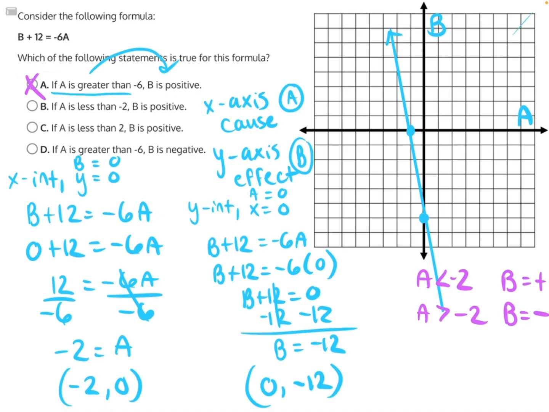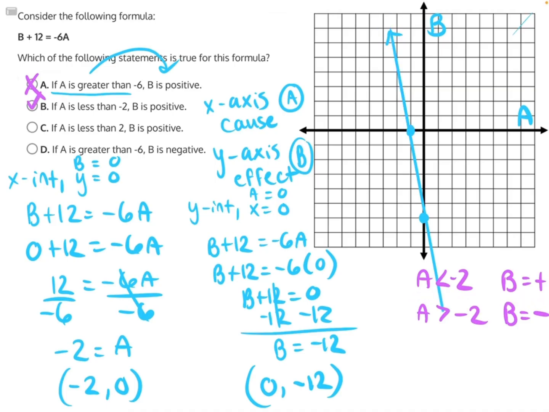Answer choice B, if a is less than negative 2, b is positive. Well, that is one of our statements that we made, right? If a is less than negative 2, b is positive, and that is true. All of these points to the left of a equals negative 2 will be positive infinitely. So that makes B our correct answer.